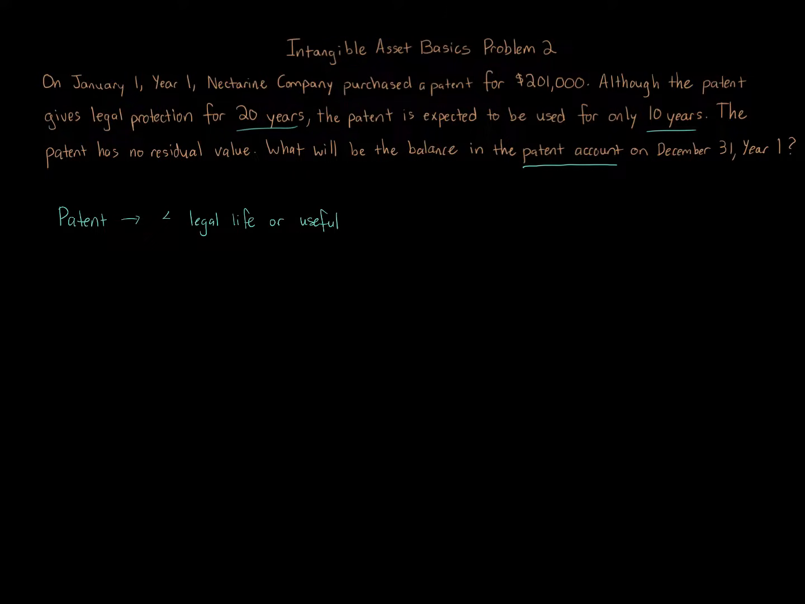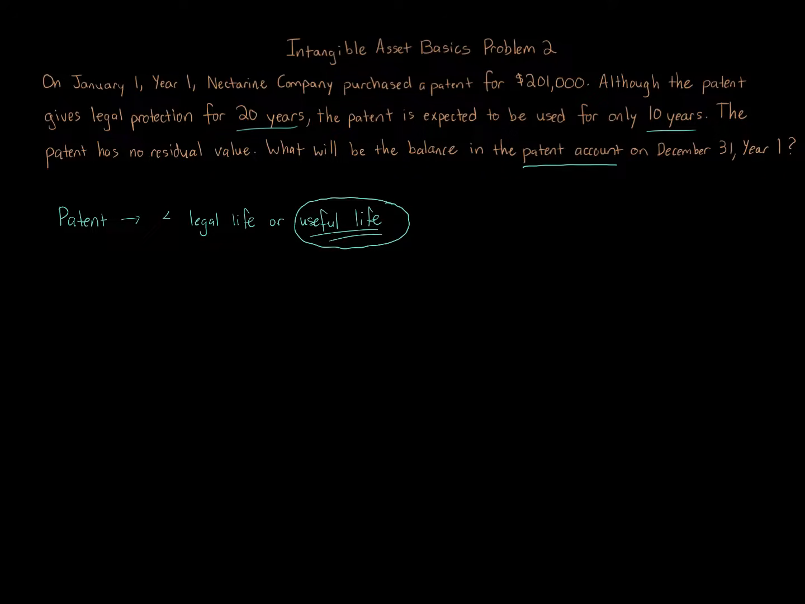Now, a little trick. The useful life almost always is going to be the lesser, almost always. And the reason why is because of technology. Almost all patents relate to technology, and as we know, obsolescence occurs. If you ever forget, go with the useful life. Go with what it's expected to be used for. Whatever is the smaller of the two numbers, you can use that. But if you forget, however long it's expected to be used, that's what you want to amortize over.